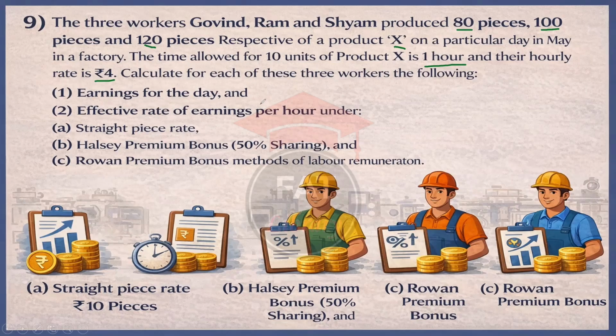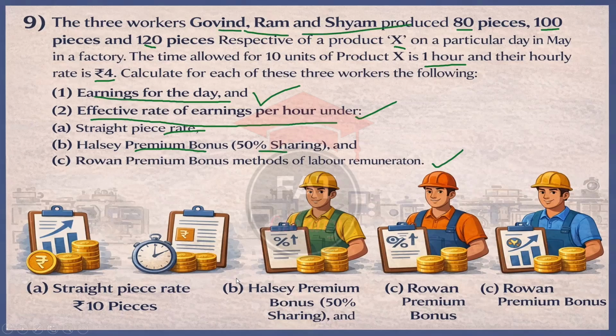So what are all the things we need to calculate here? One thing is earnings for the day, and the second thing is effective rate of earnings per hour under straight piece rate, Halsey premium bonus, 50% sharing, and Rowan premium bonus method of labor remuneration. So under these three methods, we need to calculate the effective rate of earnings per hour, and also we have to calculate the earnings for the day. So for this, quickly see the solution.